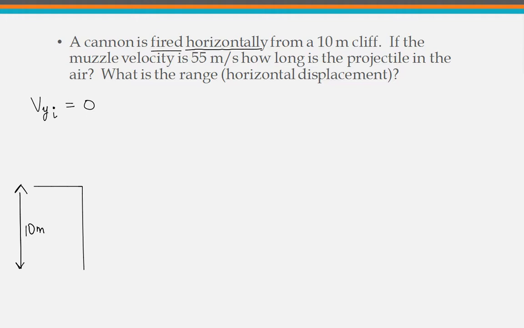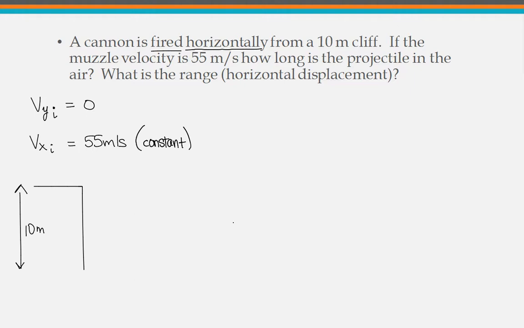And they're telling you muzzle velocity, don't worry too much about that language. That's just the horizontal component. So Vxi is 55 meters per second. And you don't even necessarily need the i because you understand that this one's constant and it won't change. The horizontal component of the velocity is constant and it won't change.